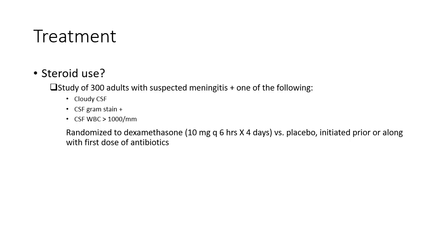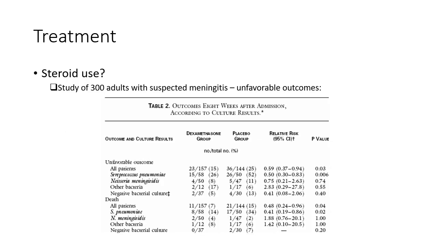Another important consideration in the treatment of bacterial meningitis is the benefit of adjuvant steroid use. Looking at this, there was a study of 300 adults who had a suspected meningitis plus one of the following: either cloudy CSF, a positive CSF gram stain, or a CSF white cell count greater than 1,000. This cohort was randomized to dexamethasone versus placebo that was given prior to or along with the first dose of antibiotics.